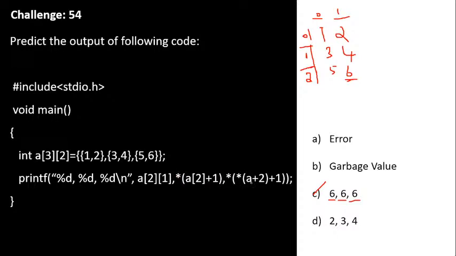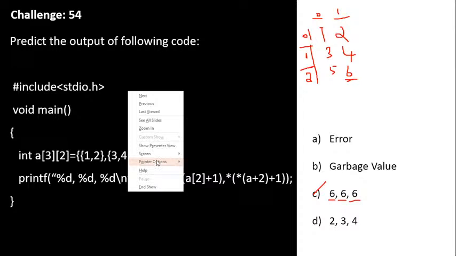Similarly here, a plus 2, the value at a plus 2 is 5, right? Plus 1 and the value there, so after 5 the plus 1 is 6. The value there is 6, so that's why it is printing 6 again. We'll do one thing, we'll run this code in a compiler and you'll be able to understand it better.